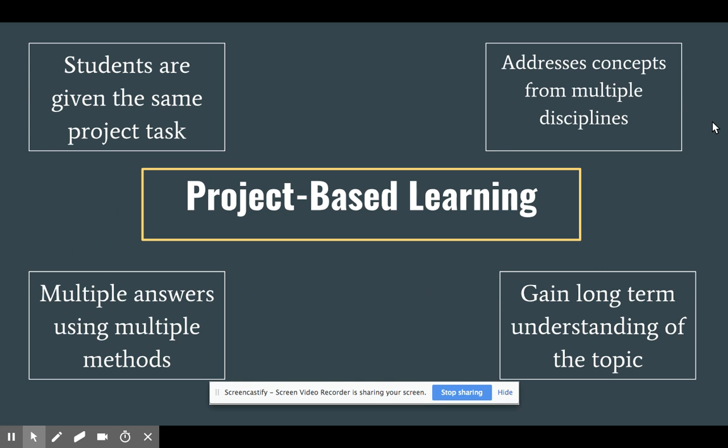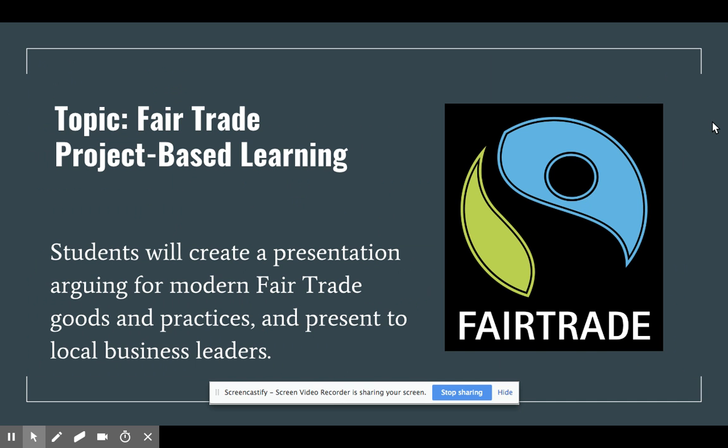The defining characteristics of project-based learning are students are given the same project task, so they will be asked to complete some type of project. It will address concepts from multiple disciplines, so it won't just be social studies. There'll be language arts, there'll be government, there'll be econ, there'll even be mathematics. Different types of subjects will be pulled into this project. There will be multiple answers using multiple methods. It won't all be textbook-oriented or Google or internet-oriented. There'll be multiple ways for students to gain information and use it for their presentation or project. And they will be likely to gain long-term understanding of the topic through project-based learning.